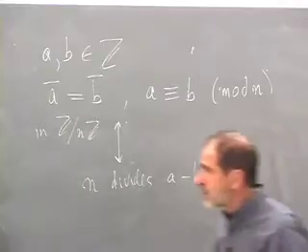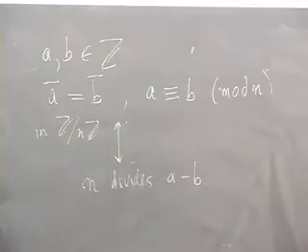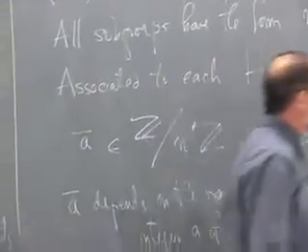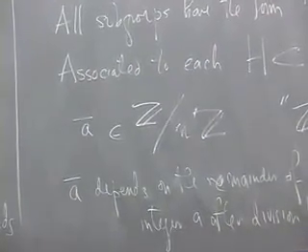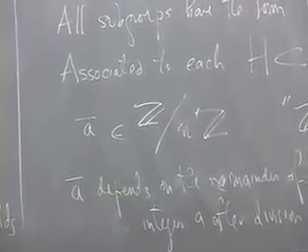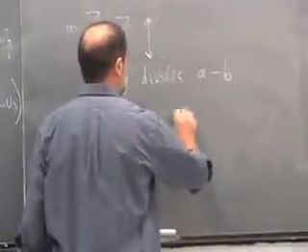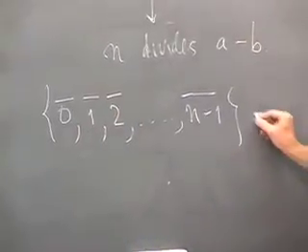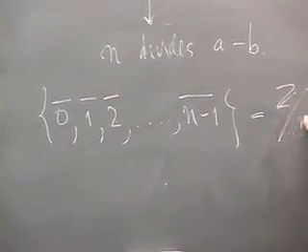And so in particular, this new group, which only depends on the remainder, has only n elements in it. So this new group, you could say, consists of the elements 0 bar, 1 bar, 2 bar, up to n minus 1 bar, because those are the only things that are possible remainders. That's the group Z mod NZ.